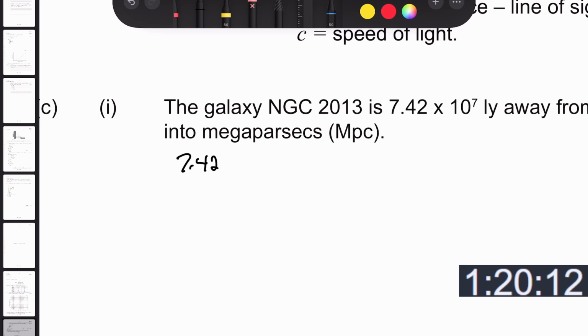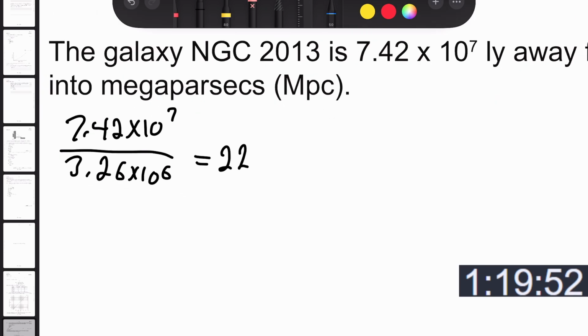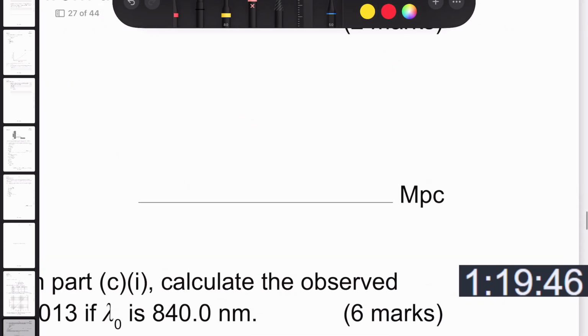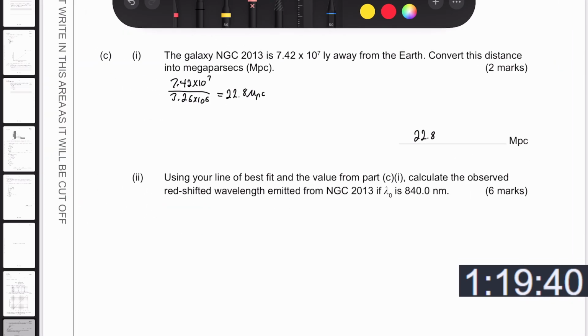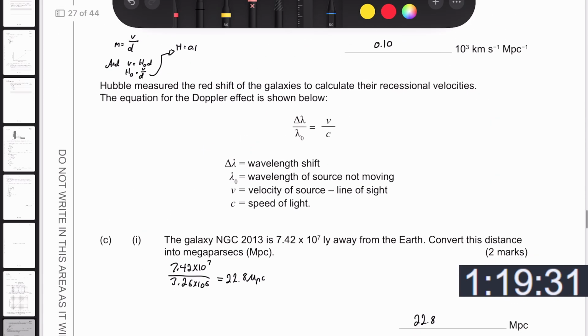So then 7.42 times 10 to the power 7, divided by 3.26 times 10 to the power 6, is 22.8 megaparsecs. Using the line of best fit and this value, calculate the observed redshifted wavelength emitted from the galaxy if lambda is 840 nanometers.